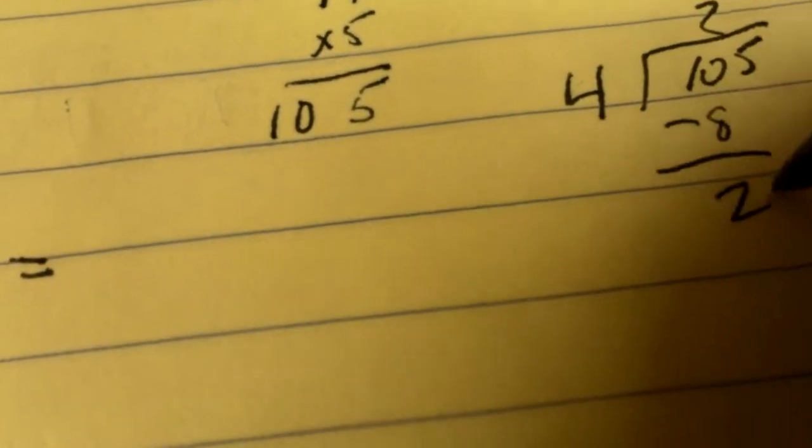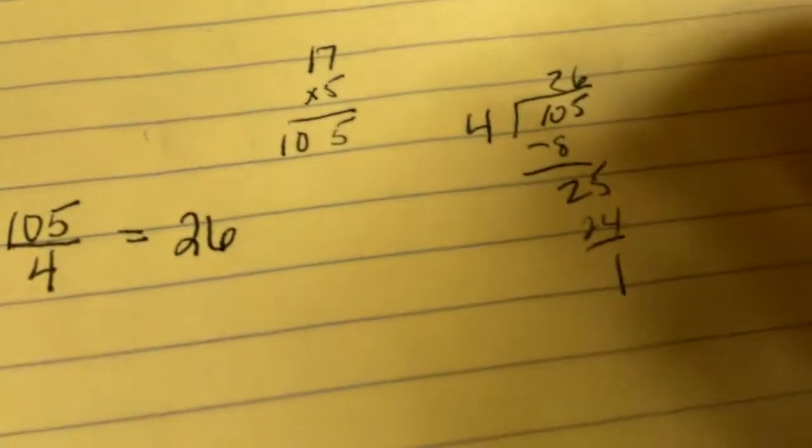and we can make that a mixed number if we want to find out exactly how much that is. Looks like that would be 26 times with the remainder 1. So you put it as 1/4.